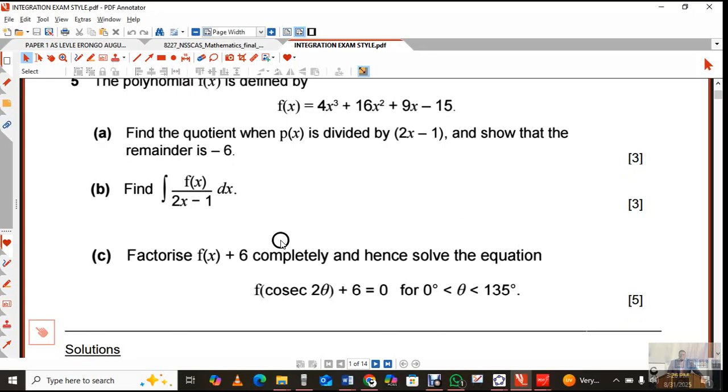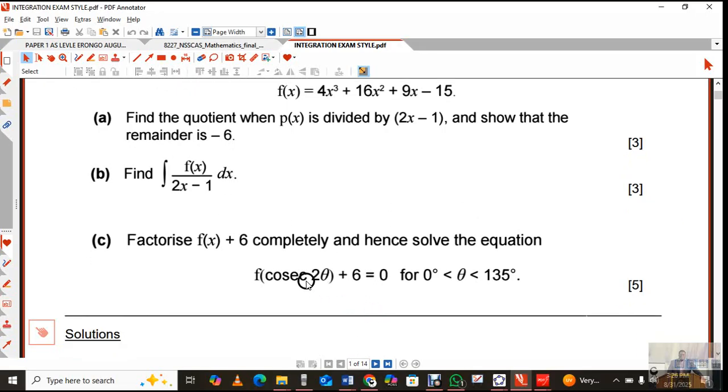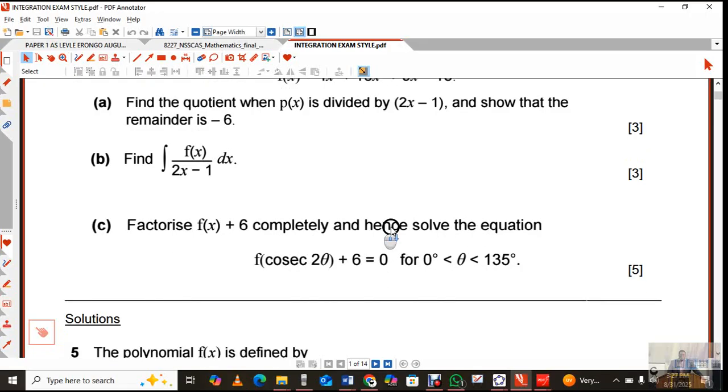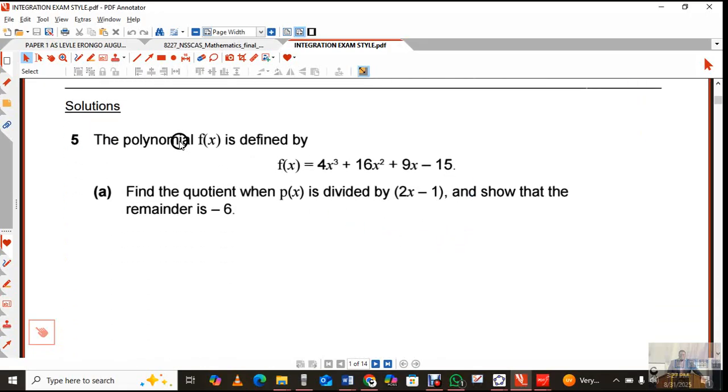So you will do that, you find different values, and then you have p of cosec 2 theta plus 6, which is basically now an angle that we throw in there with a given domain. And you'll see that, remember, cosec is the inverse of sine, so 1 over sine, and then we'll continue. All right, so I'm starting off with the first one, the polynomial.